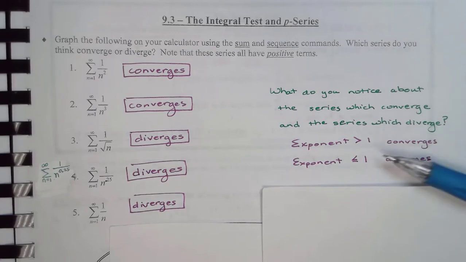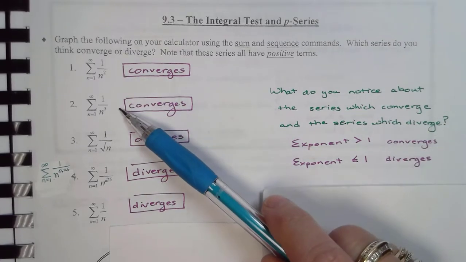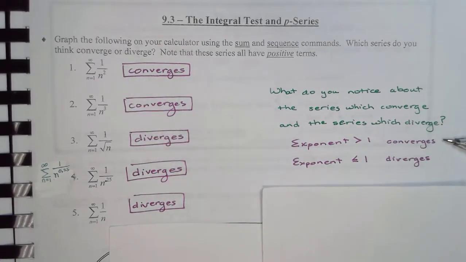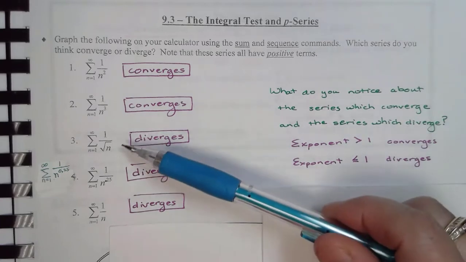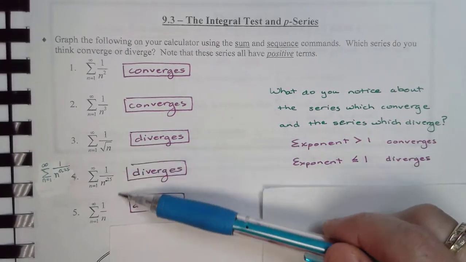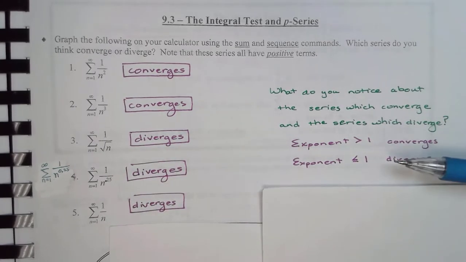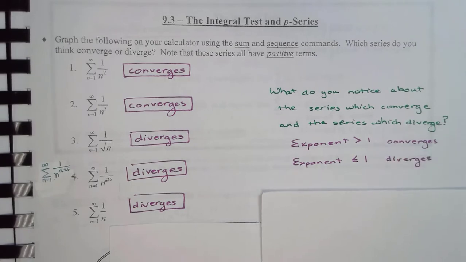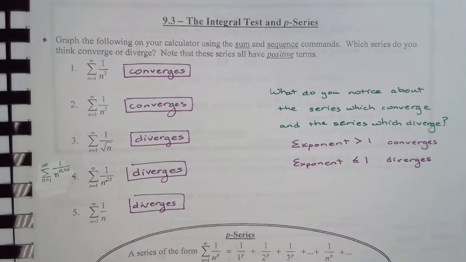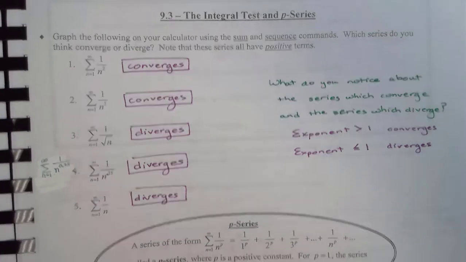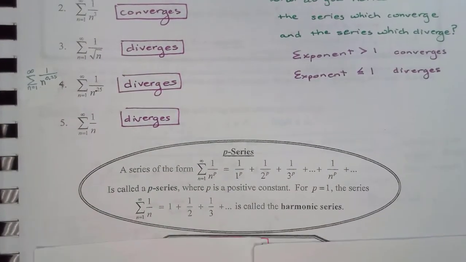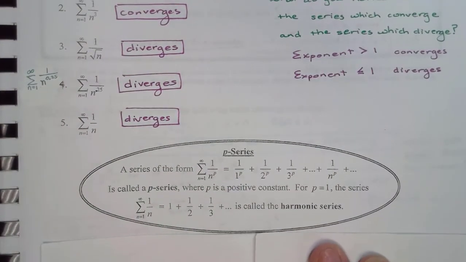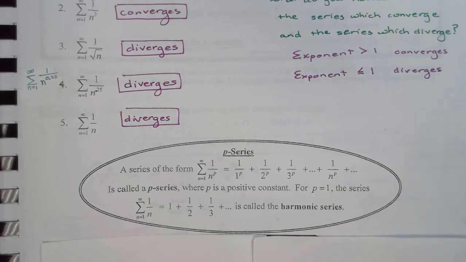If the exponent was greater than 1, as these two were, the series converged. If the exponent on n in the denominator was less than or equal to 1, your series diverged. And this brings us to our first series test for this section, which is the p-series. Students love the p-series because it's really just so simple.